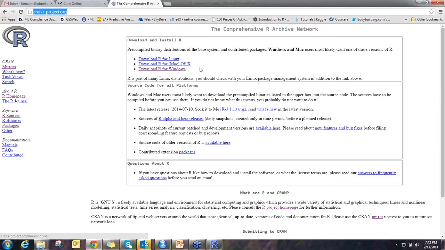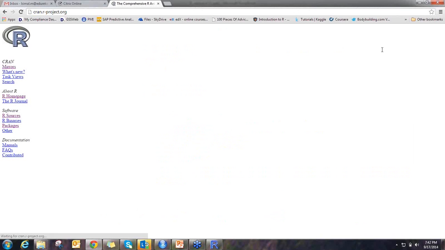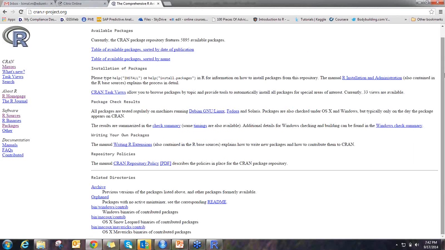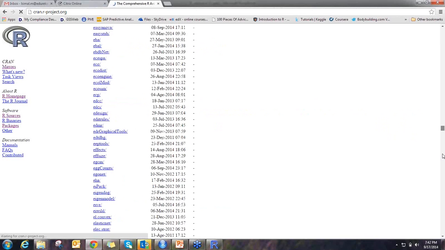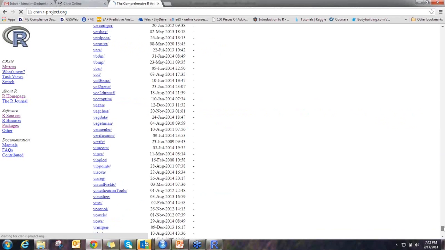So you see there are 3 options. Based on the operating system you are using, you can download the particular version of R. This is the website wherein people have put everything related to R. Here you'll find all the packages that are available in R till date. Packages mean pre-built libraries that people have developed over the years, and anyone can download and start using them. Right, so see this. It's a huge list, and it's evolving over the years.